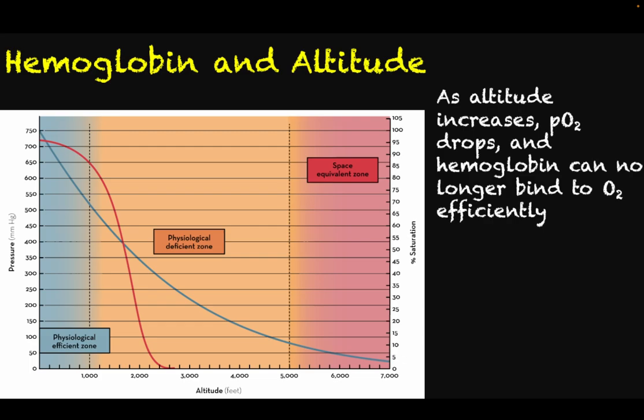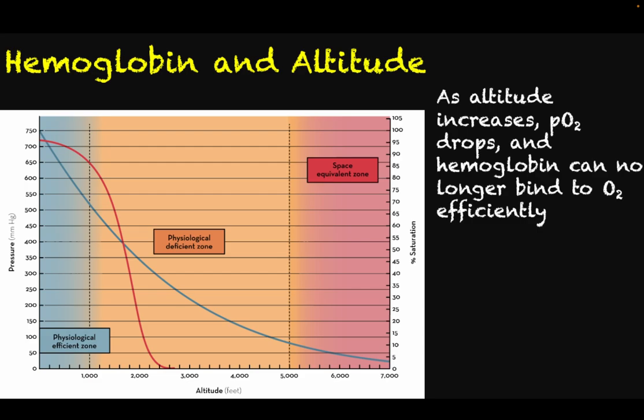But as you get into the physiological deficient zone, as you continue to climb in altitude, you can see your hemoglobin experiences a very precipitous drop in its ability to efficiently engage and bind to oxygen. You can almost think of it as greasing up your hands. If your hands are all oily and greasy, you're going to have a hard time hanging on to things. You're going to find things slipping between your fingers. You're not going to be able to grab something and hold on to it. It's very much like that with hemoglobin.